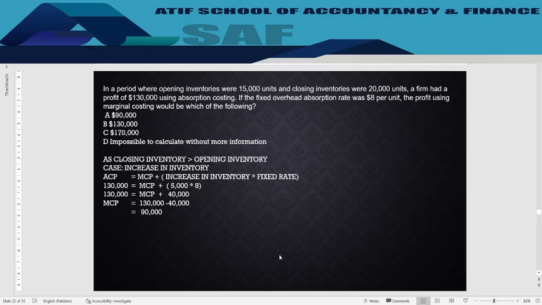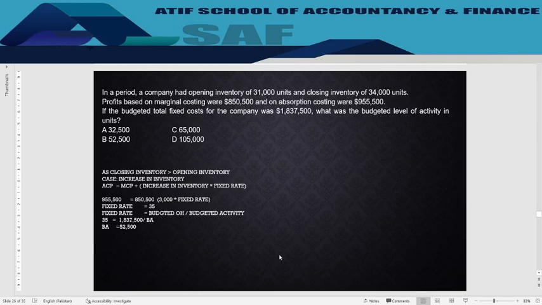In the next MCQ, in a period, a company had opening inventory of 31,000 units and closing inventory of 34,000 units. Profit based on marginal costing was $8,50,500 and absorption costing profit is $9,55,500. If the budgeted total fixed cost for the period was $18,37,500, what was the budgeted level of activity in units? First, we have to identify if it is an increase or decrease in inventory level. As opening inventory is less than closing inventory, it is an increase in inventory level case, in which we can use the formula ACP is equal to MCP plus increase in inventory into fixed rate. By putting values into the formula, we will get the fixed rate of $35 per unit. Now by using another formula of fixed rate, which is fixed overhead divided by normal capacity, we can calculate the budgeted activity of 52,500 units.